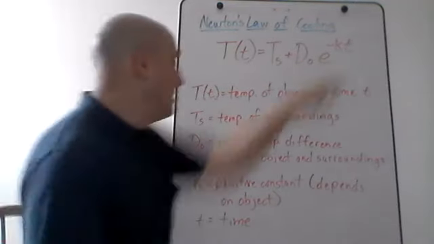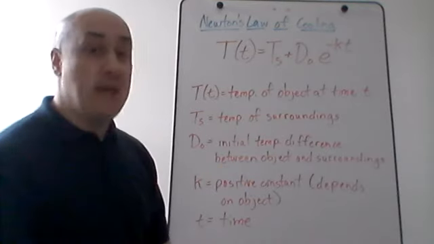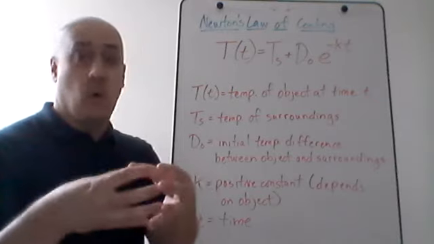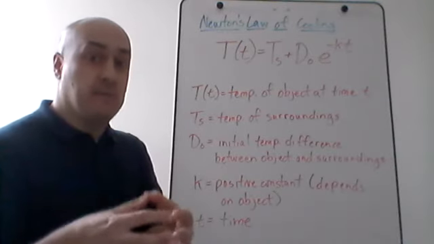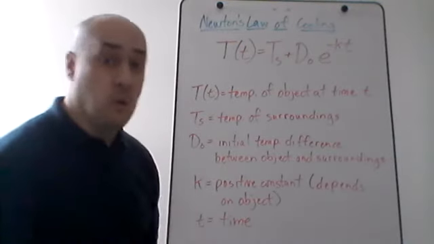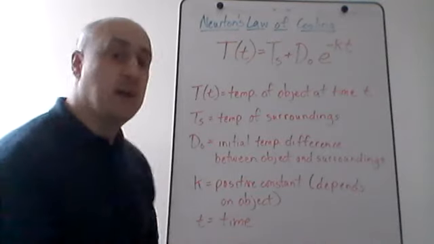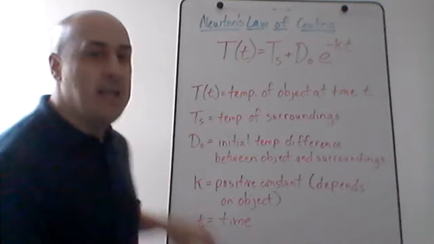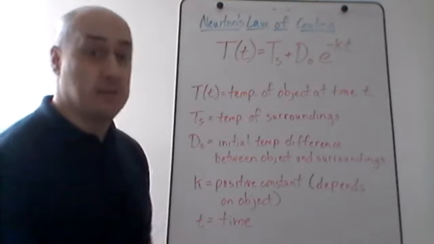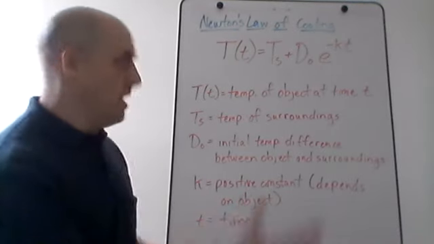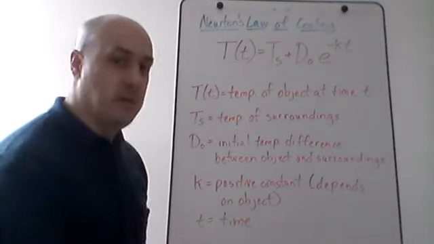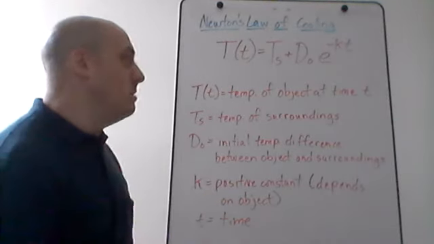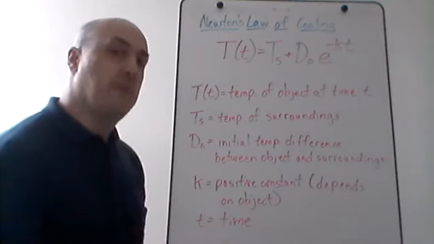K represents some positive constant, and it depends on the object that you're dealing with. If you have a cup of coffee in an open cup, it's going to cool at a different rate than if it's in a closed thermos or if it's spilled on a table. So the object determines what that constant K is, and you would figure out K by doing experiments. But in most problems, K is either given to you or they give you enough information that you can solve and figure out what K is.